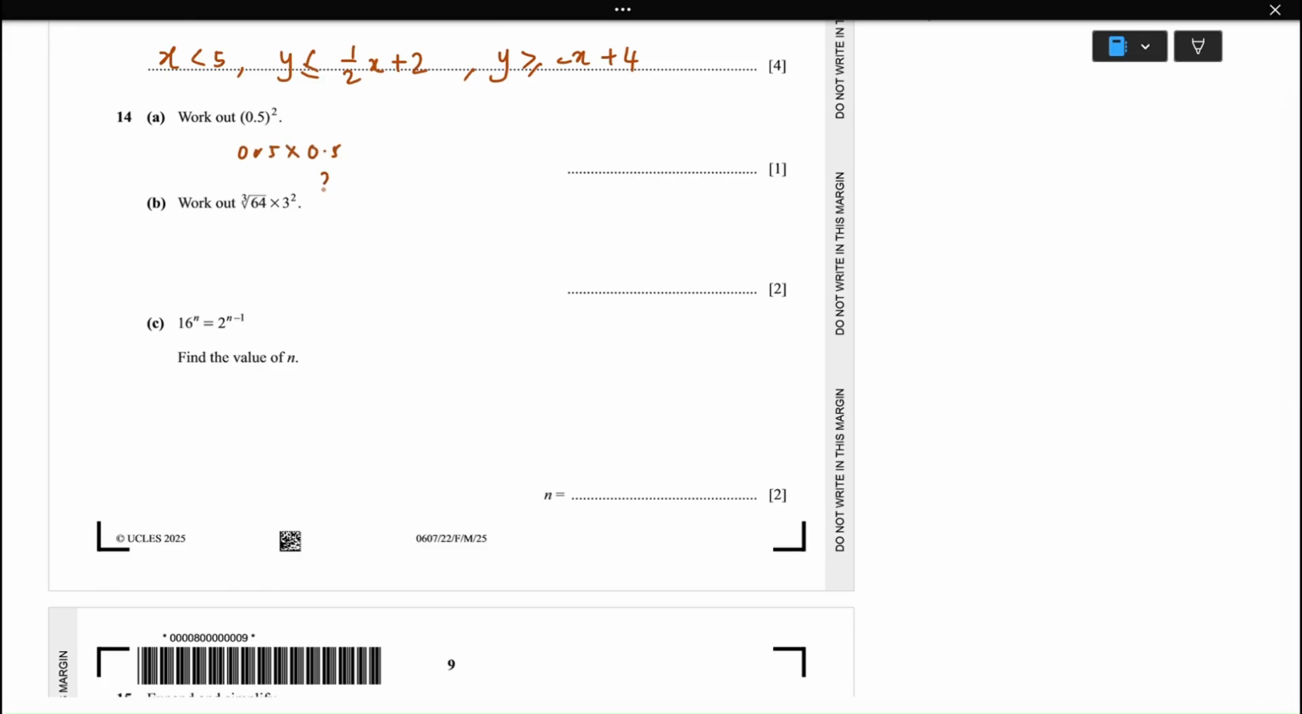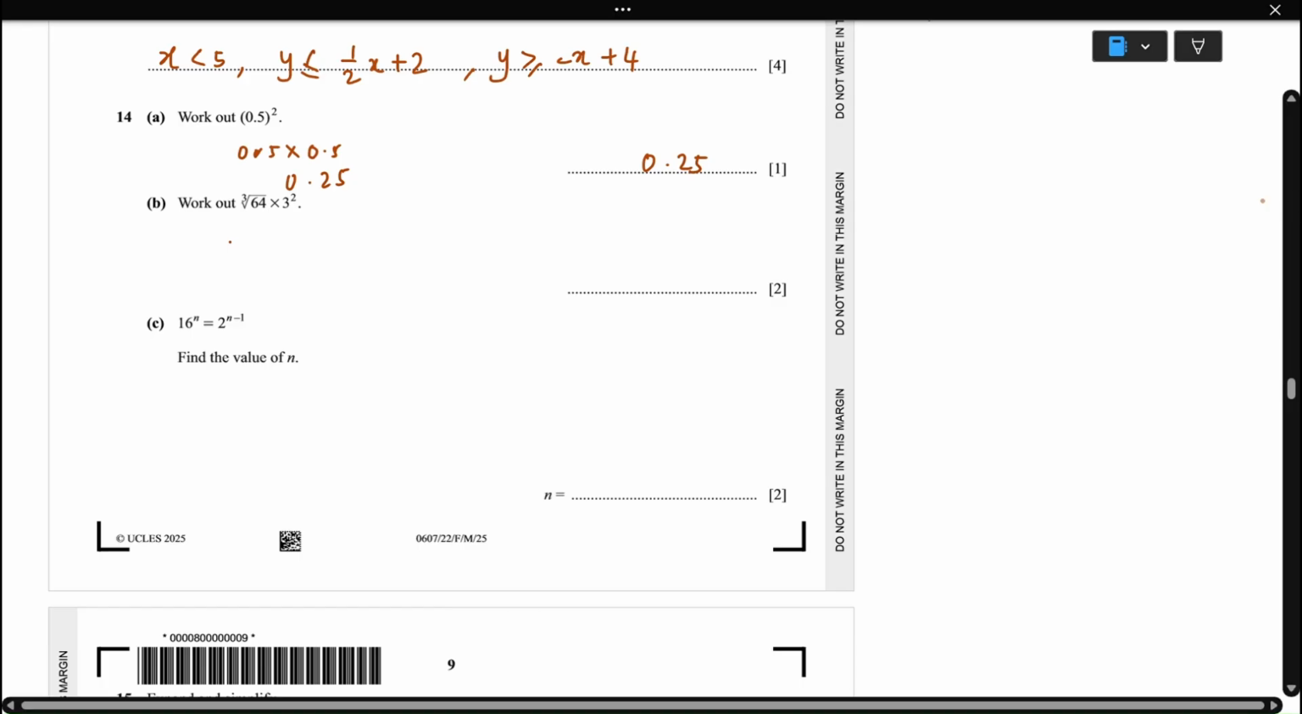So 5 times 5 is 25. Here there is one decimal place and another, so two decimal places, which is 0.25. Next one, the cube root of 64. So we can write 4 times 4 is 16, and 16 times 4 is 64. So the cube root is going to be 4. Then 4 times 3 squared is going to be 9, which is 36. So the answer is going to be 36.